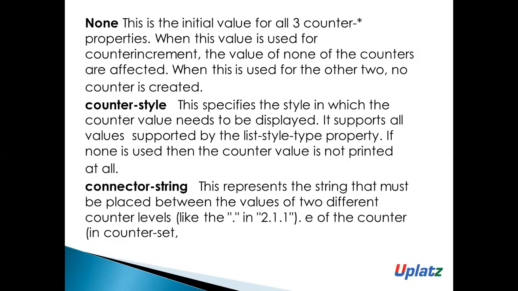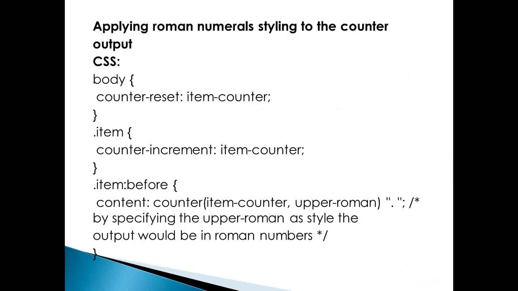So next is connector string. This represents the string that must be placed between the values of two different counter levels, which is like 2.1 and 1. So that is the counter in counter set.